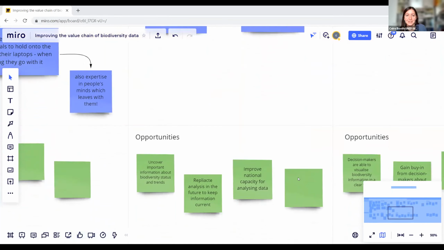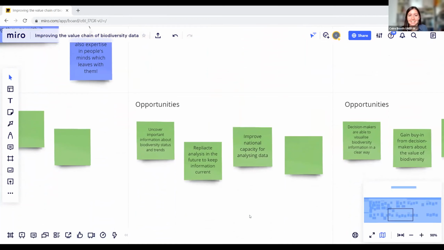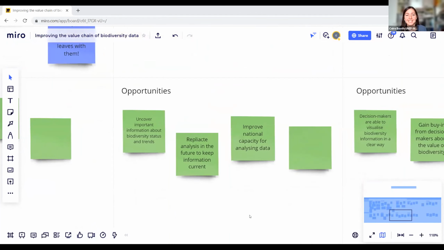I'm going to move down to opportunities at the analysis stage. Okay, so the most obvious one, of course, is to uncover important information about biodiversity status and trends to ultimately inform national decision-making.